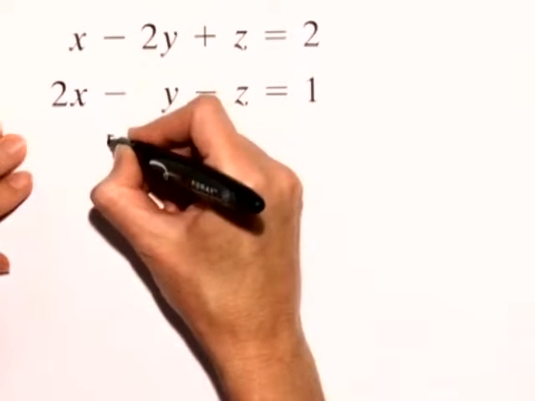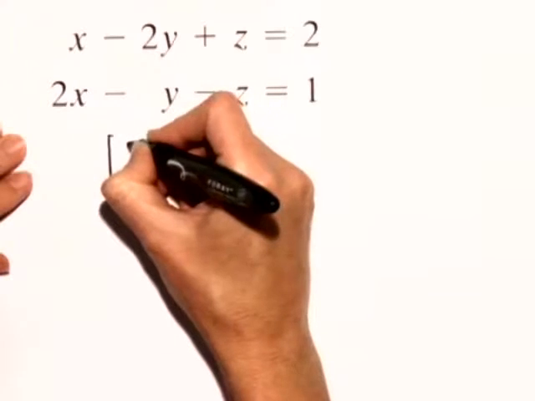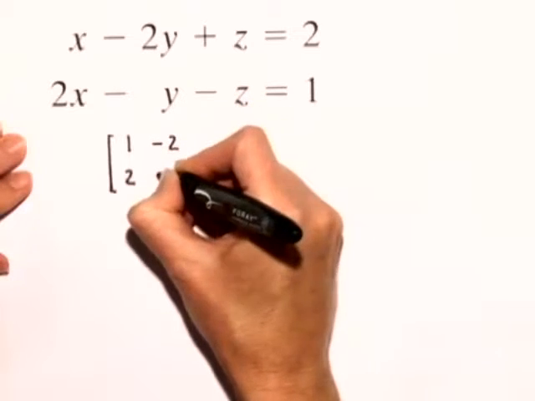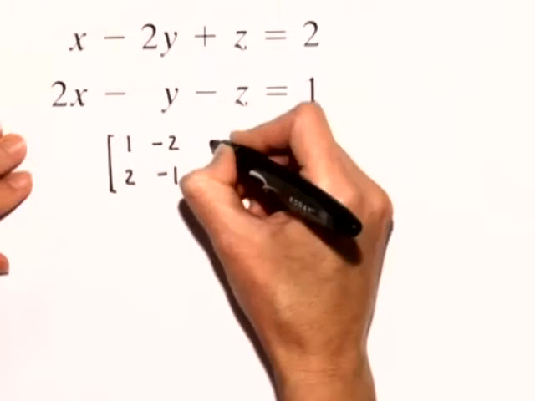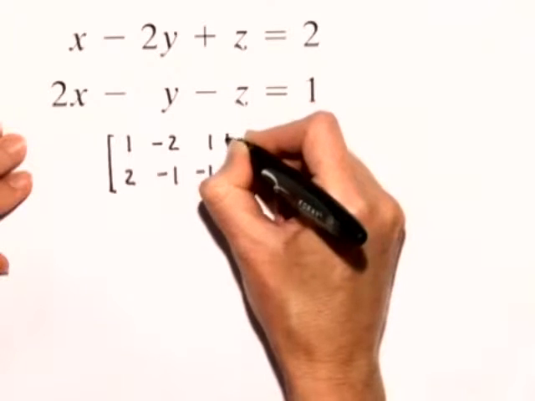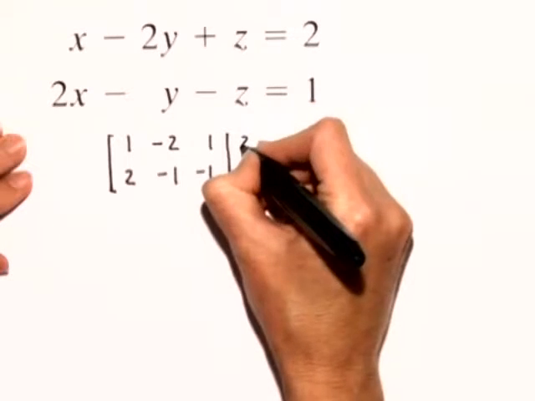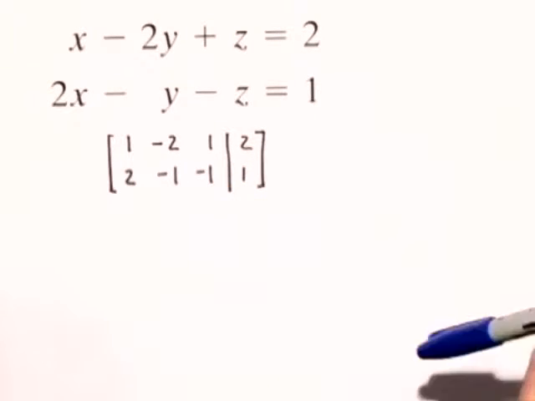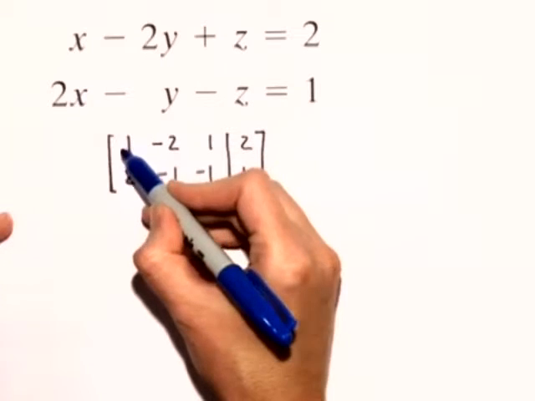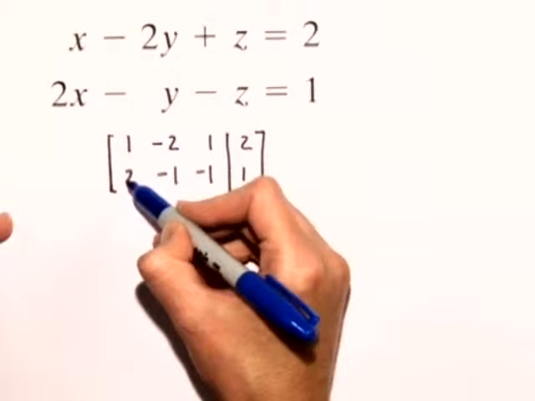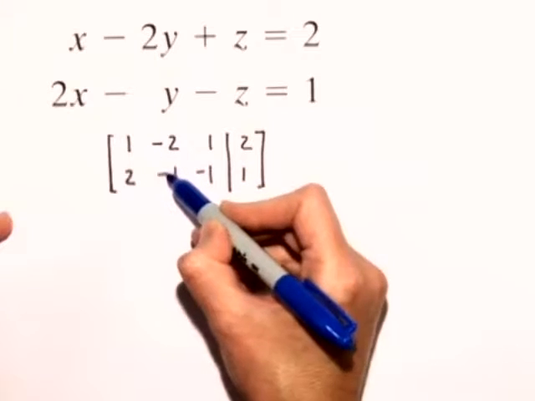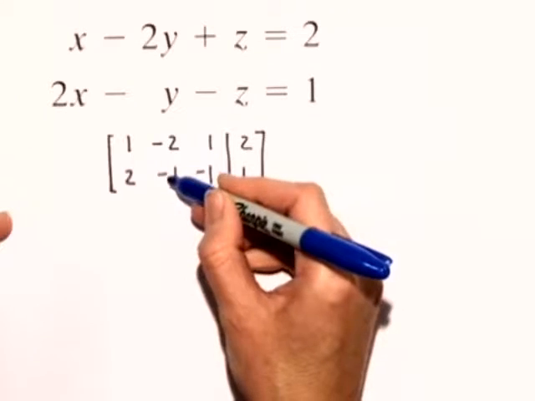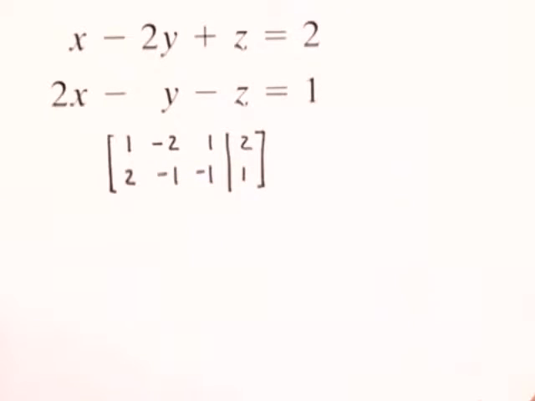So when we do that, I'll have x coefficients of 1 and 2, the y coefficients of -2 and -1, and the z coefficients of 1 and -1, and my right-hand side constants 2 and 1. Now the idea is going to be that we start with a 1 in row 1, column 1, and we get a 0 underneath, and we go along the main diagonal and get a 1 in row 2, column 2, but in this case that's where we'll stop and we'll start a new process after that.